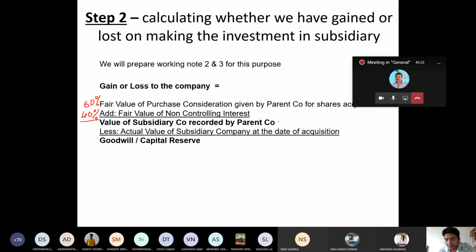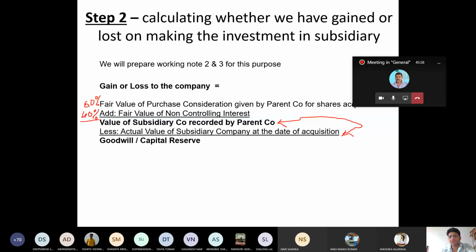Now we'll compare this amount. It will be compared with the actual value of the subsidiary company on that date. We'll compare this 60 plus 40% amount with the actual value of the subsidiary company on that date. It will give me goodwill or capital reserve.